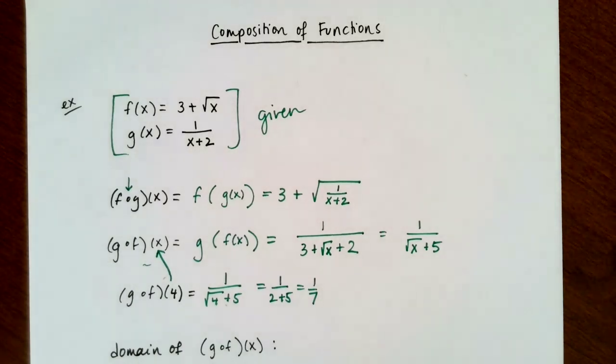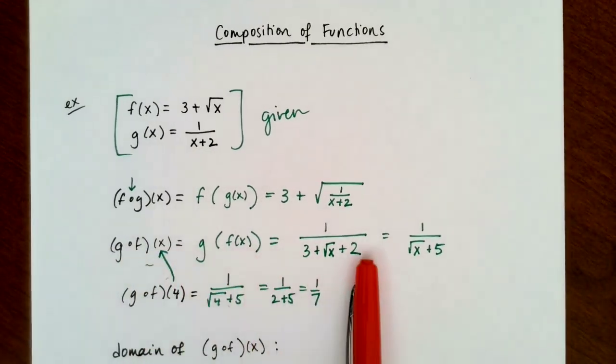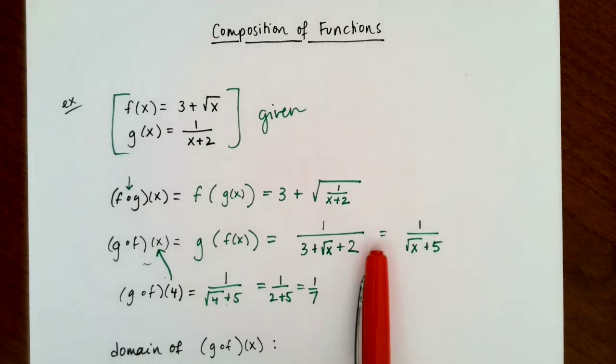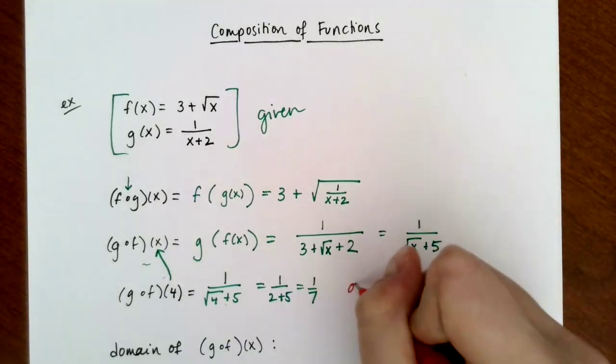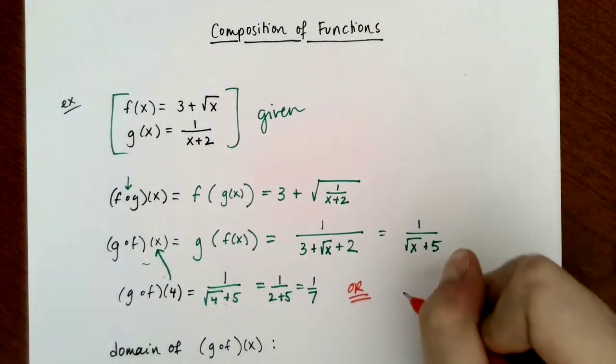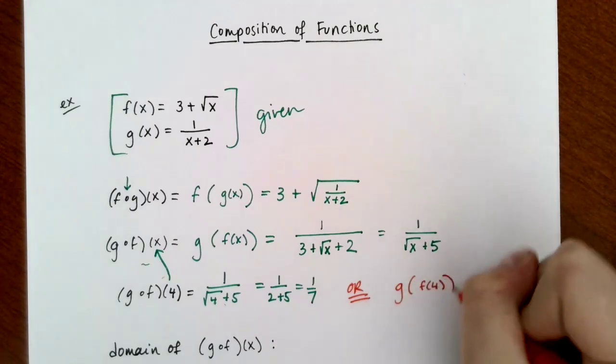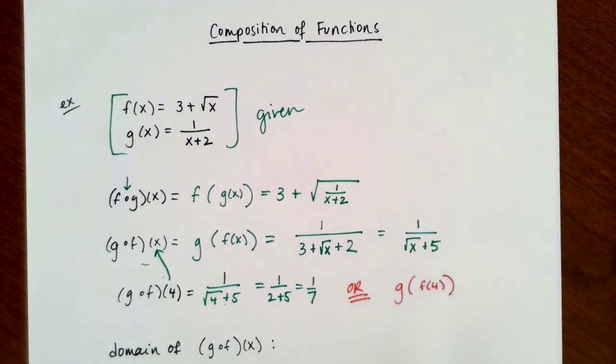The other option for computing this is what you would most likely do if you didn't already have this work done ahead, or if this work was inaccessible in some way. So if we didn't do it this way, I'm going to switch colors to make it clear. Or we could go about this kind of in pieces. So this means g of f of 4. And I can compute this from the inside out.